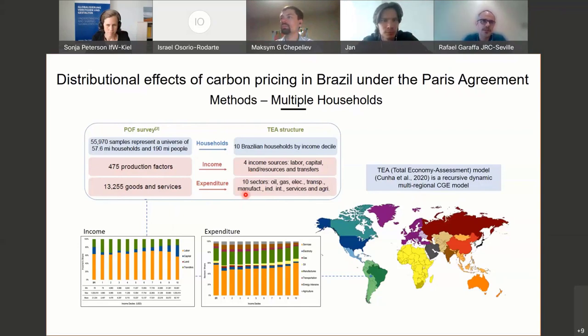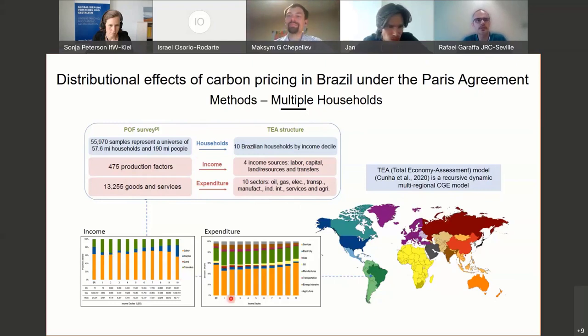And then we rely on the information from POF, where we derive the shares of labor, capital, land, and transfers for each household on the income side, for the ten households, and in the first column you have the average for Brazil. We can see the larger share of capital for the highest income deciles, whereas a larger share of labor applies to lower income deciles, and of course they receive a larger share of transfers from the government.